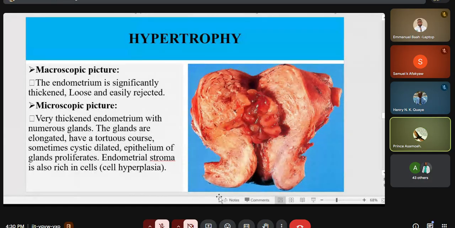So look at this. So this is an endometrium, which has increased. You see that it has become bulky. It is even reducing the space here.